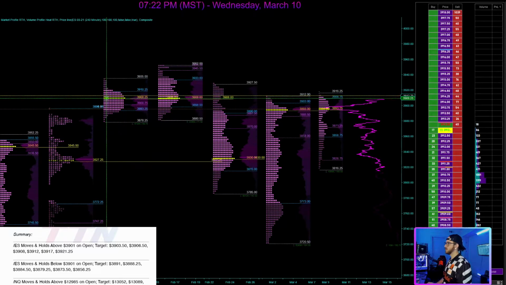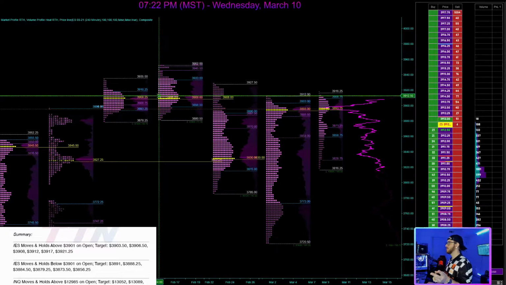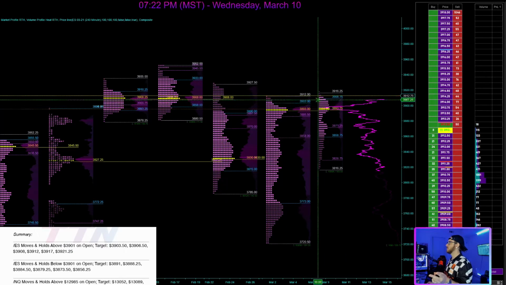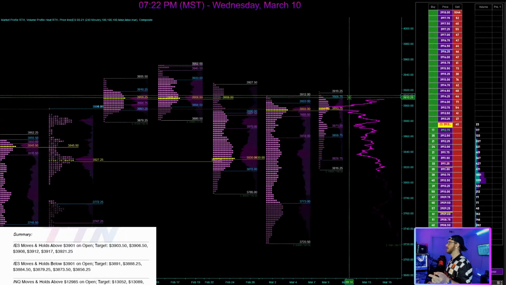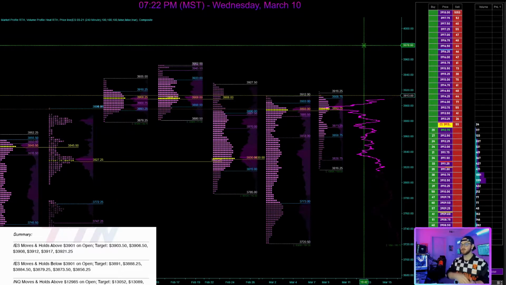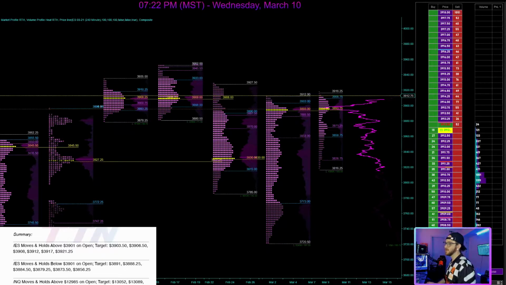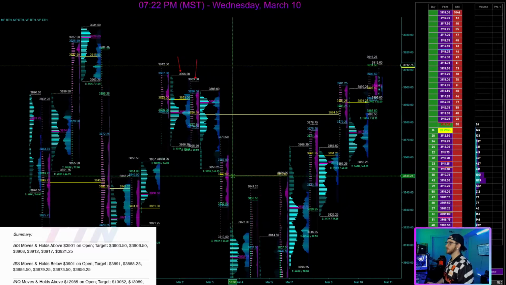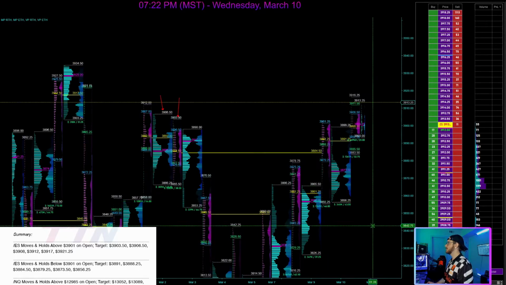This was the weekly point of control from the week of February 8th, the weekly point of control from the week of February 15th, and it was right around the value area high. You can see the value area high for this week is 3908.75, so it was right around that level as well. So that was the third upside target, and that was hit in the initial balance.